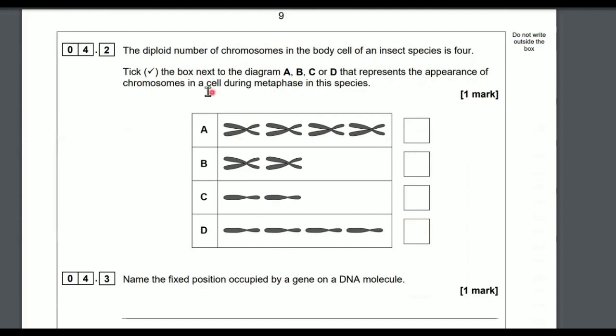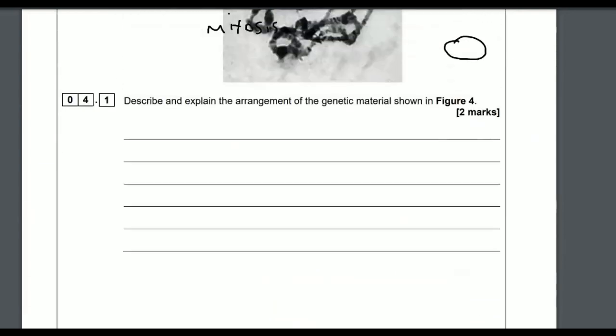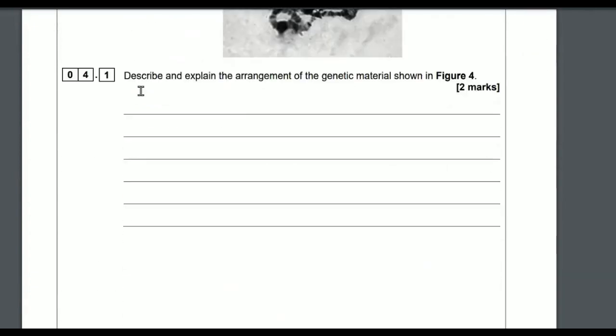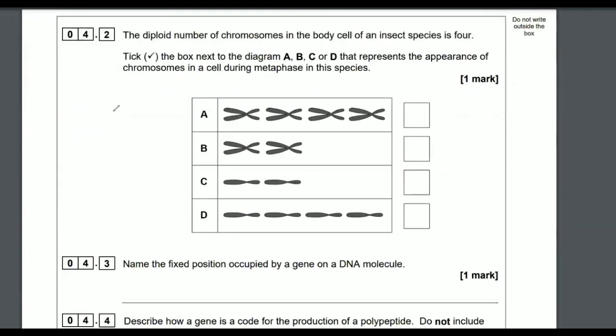4.2, the diploid number of chromosomes in the body cell of an insect species is 4. So that's the diploid number, the normal number in a body cell. Basically, they have 4 chromosomes. Put the tick for the appearance, A, B, C or D, that shows the chromosomes during the metaphase. So during the metaphase, we know they meet up on the equator. Look at the stem of the question. It says mitosis. So you might have been getting confused thinking it's meiosis. This is mitosis. So how are they going to line up?